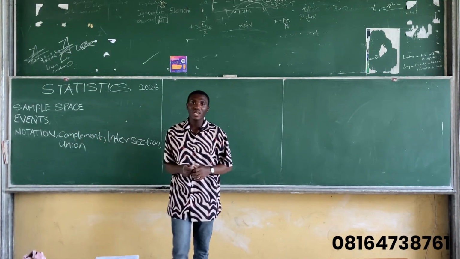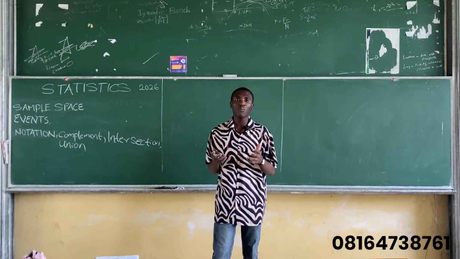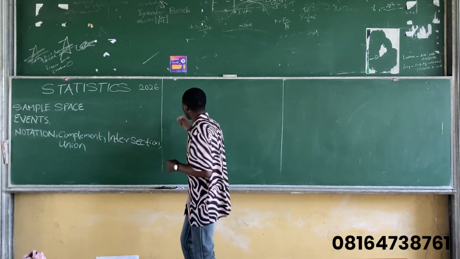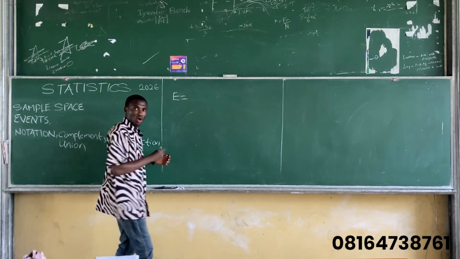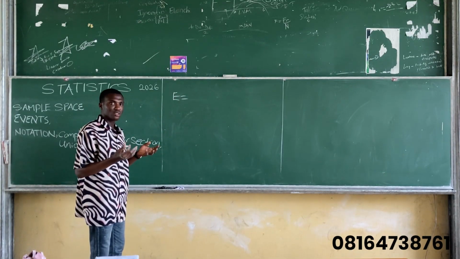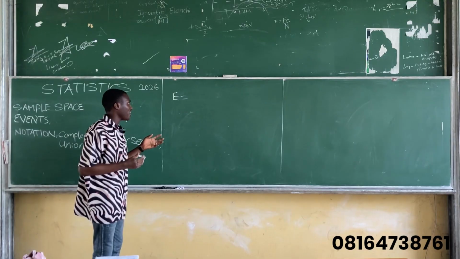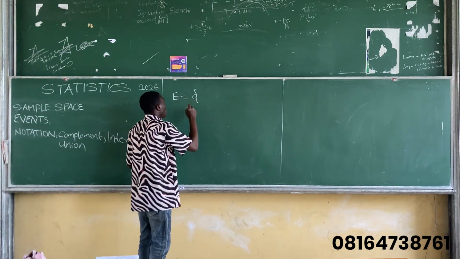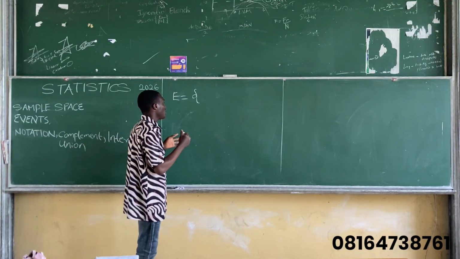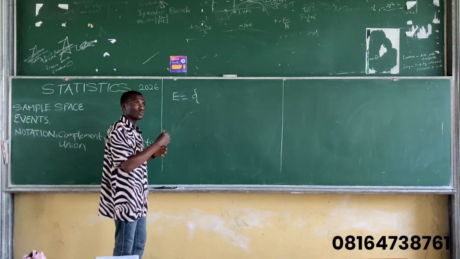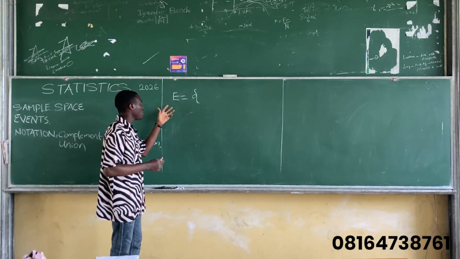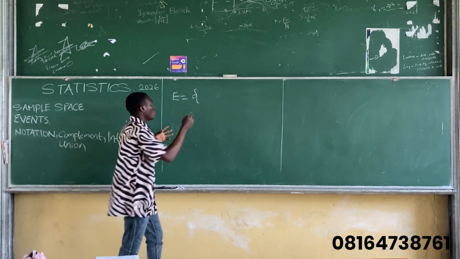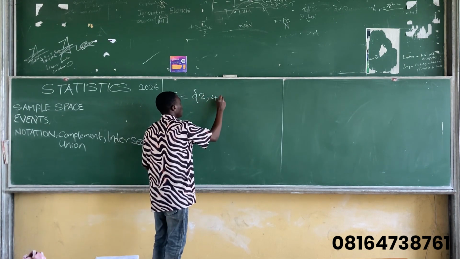Now it is important to know that events are a collection of sample points having similar features. For example, we have the event of a set of even numbers gotten from an experiment of rolling a dice. Now, we know that the sample space for rolling a dice has the numbers from 1 to 6. So therefore, the event being a set of similar sample points, which are even numbers, will have 2, 4, and 6.